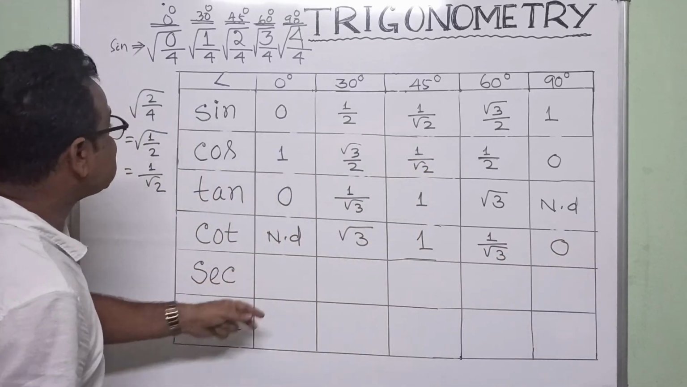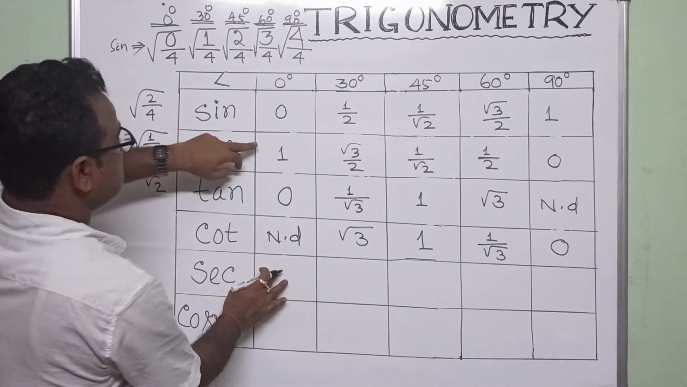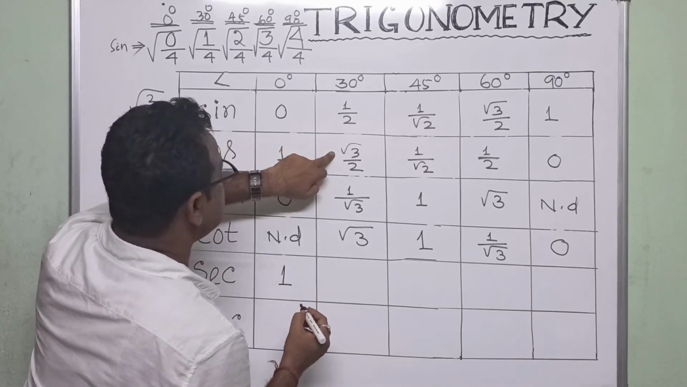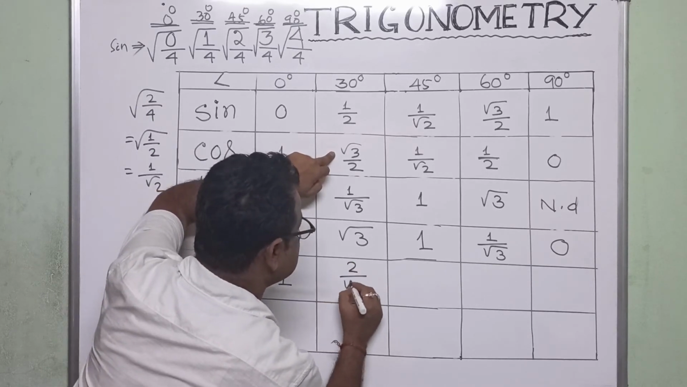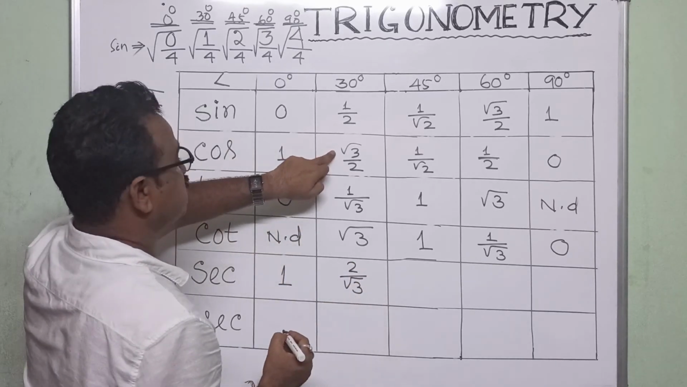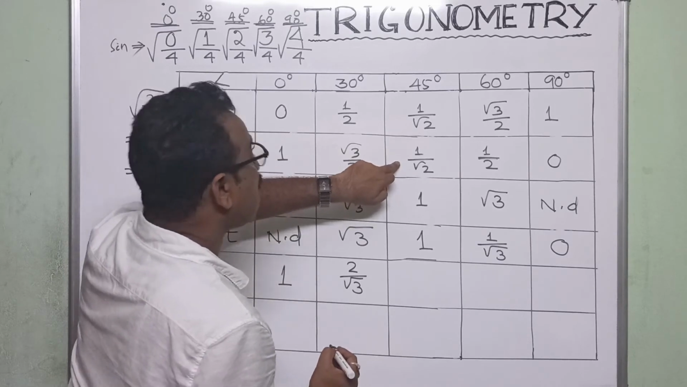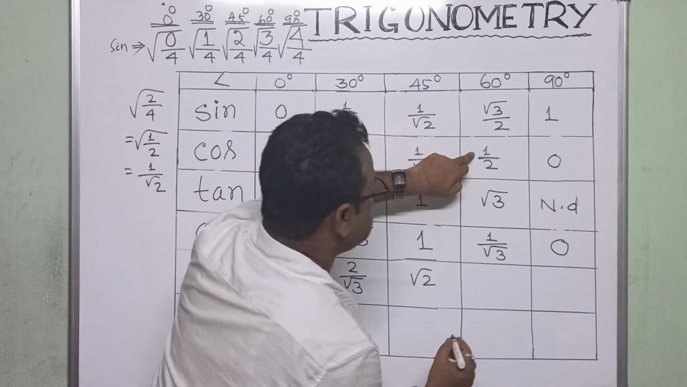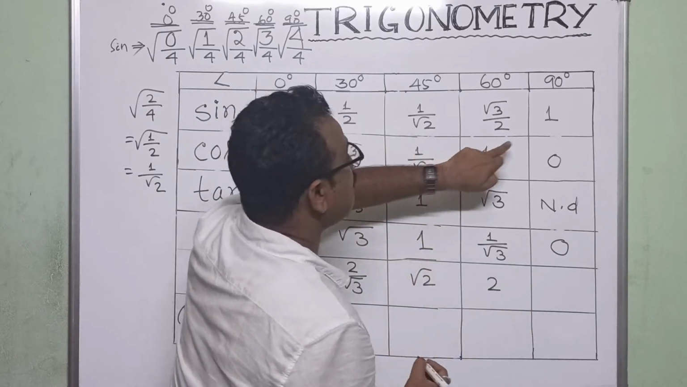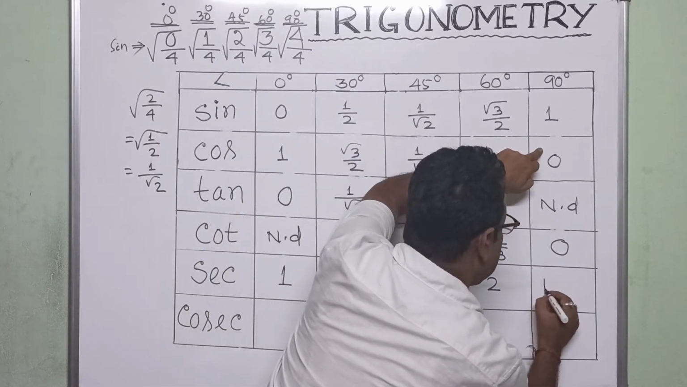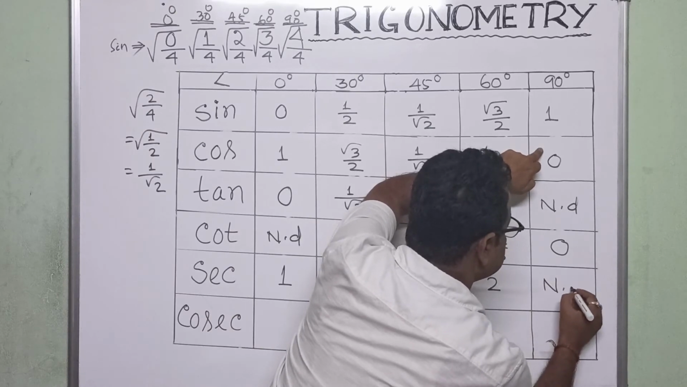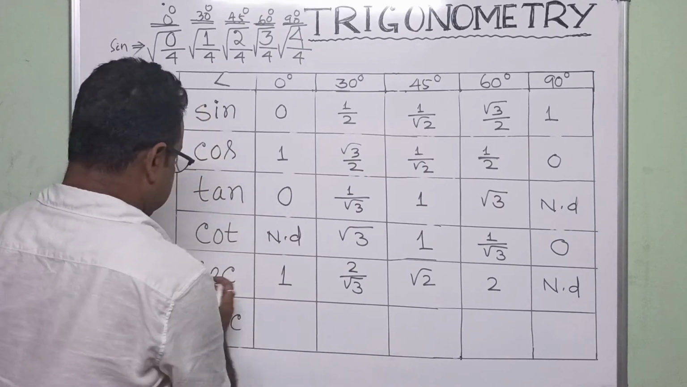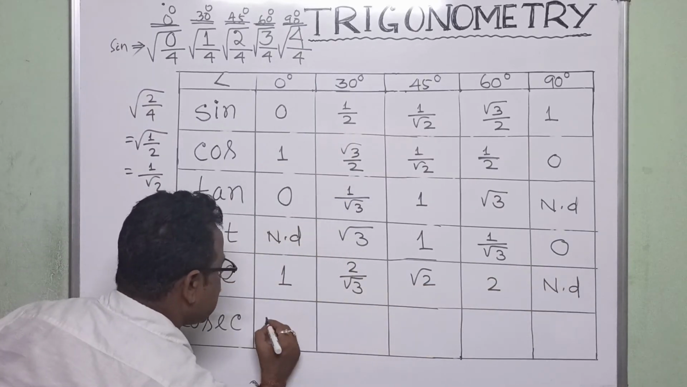Okay. Now sec is the reciprocal of cos. Reciprocal of 1 is 1. Reciprocal of root 3 by 2 is 2 by root 3. Reciprocal of cos 45, 1 by root 2, is root 2. Now reciprocal of 1 by 2 is equal to 2. Now 1 by 0, 1 by 0, so not defined.